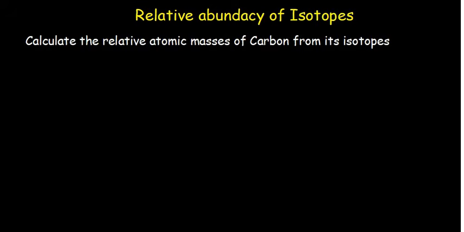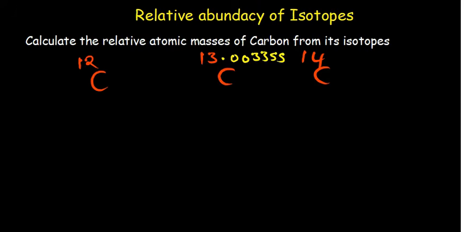Okay, let's try to talk about the relative abundance of isotopes. So we basically know that isotopes are atoms of the same element with different mass numbers. Examples are carbon 12, carbon 13, and carbon 14. When you look at these, they have the actual atomic masses as indicated. Carbon 13 is exactly 13.003355, but it is called carbon 13. Of course, if you talk about carbon 12, it's exactly 12.